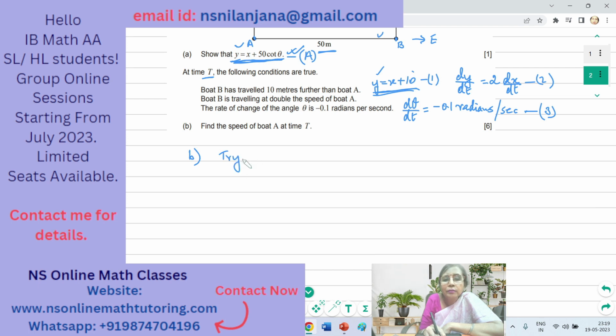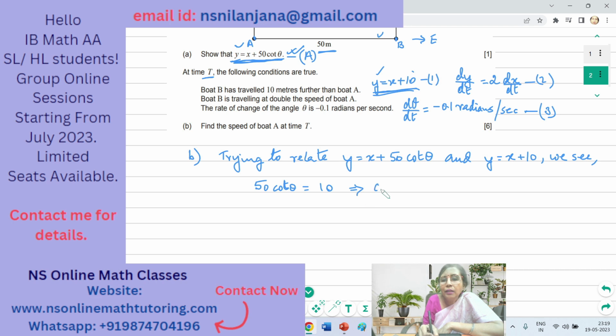Trying to relate y equals x plus 50 cot theta and y equals x plus 10, we see x is common. 50 cot theta is equal to 10, or cot theta is equal to 10 over 50, which is equal to 1 over 5.